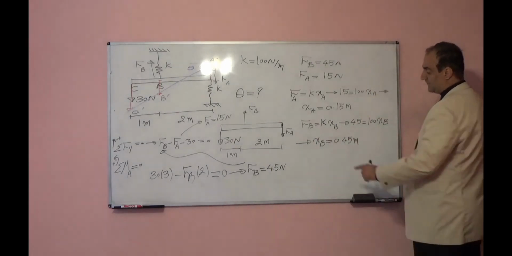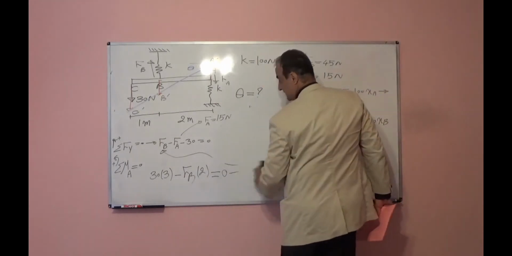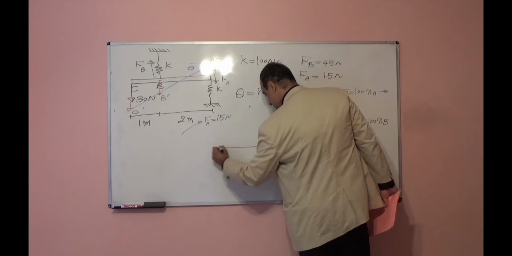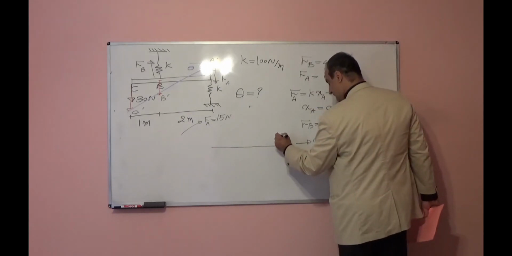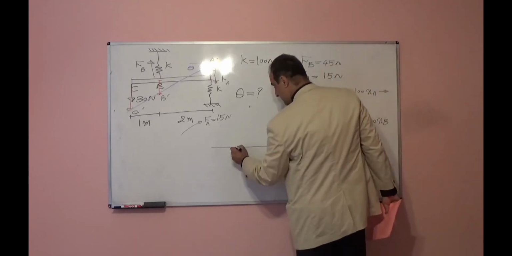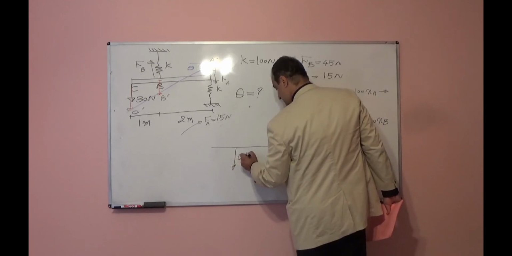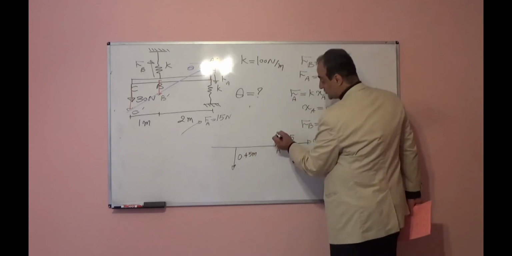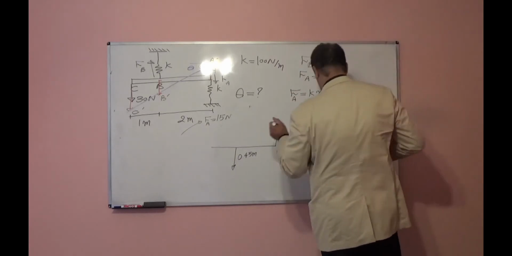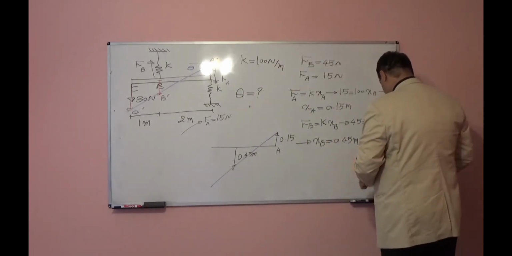Now, I found Xb, I found Xa. Let's look at the beam. The beam initially was one horizontal line. Point A will move up 0.15 meter. Point B will move down 0.45 meter. So this beam initially was a straight line. Now it will rotate like this.